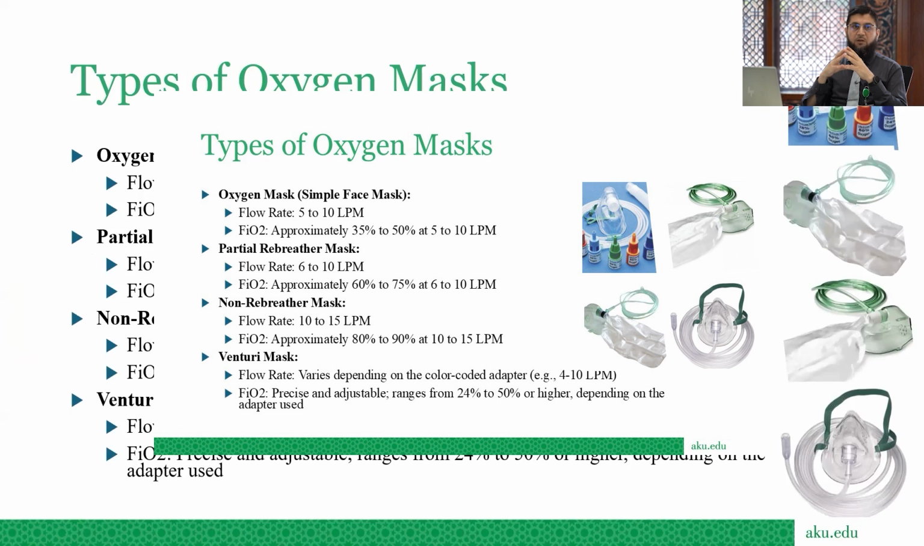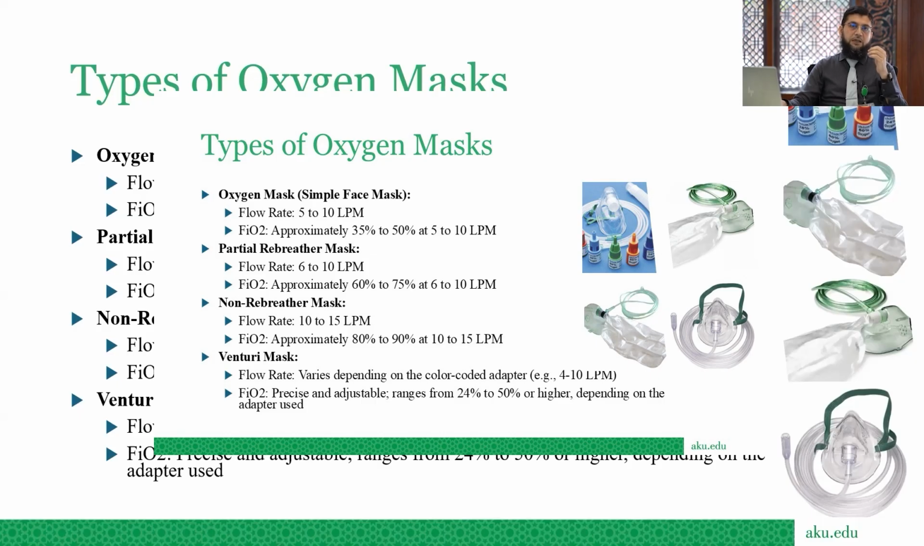Non-rebreather mask with a flow rate of 10 to 15 liters provides 80 to 90% of oxygen through 10 to 15 liters of oxygen. And Venturi face mask, it is color dependent, 4 to 10 liters, and its precise adjustment ranges from 24 to 50% or higher depending on the adapter used, what kind of device you are using according to the color.